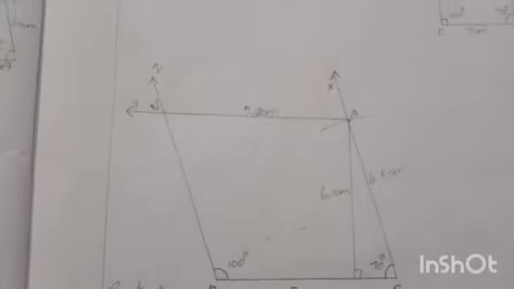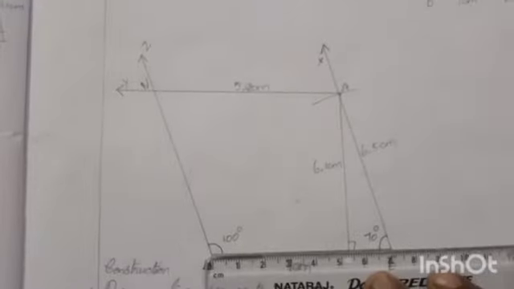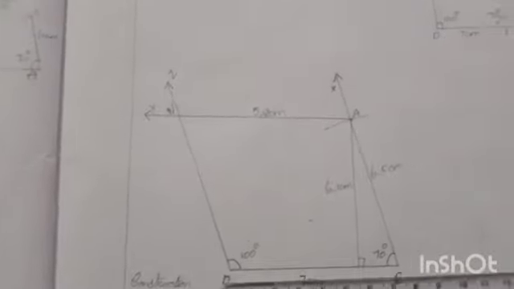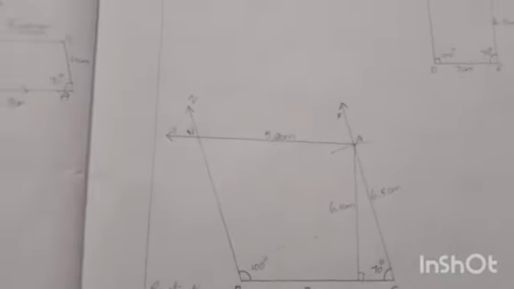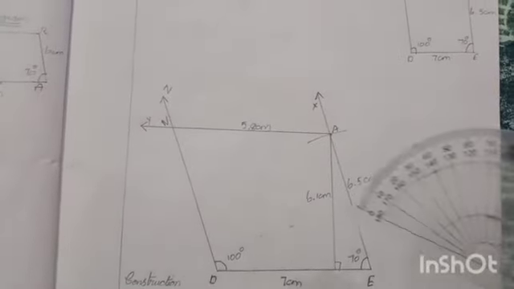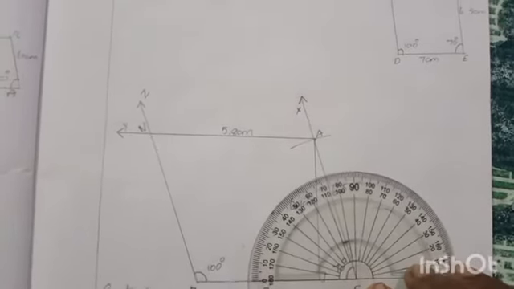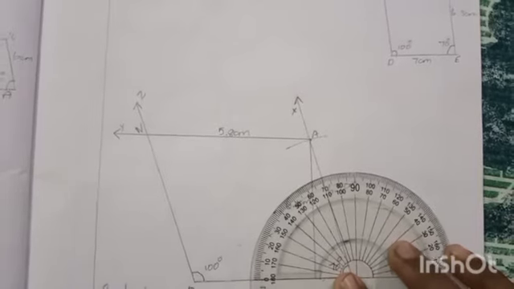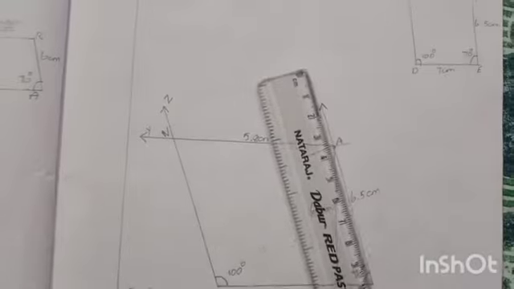Students, first you have to draw the line segment DE equal to 7 cm. With the help of a ruler, draw line segment DE equal to 7 cm. Then with the help of a protractor, you have to measure 70 degrees. This angle DEA is 70 degrees. Keep the protractor like this and measure 70 degrees. Through that point, you have to draw one ray.